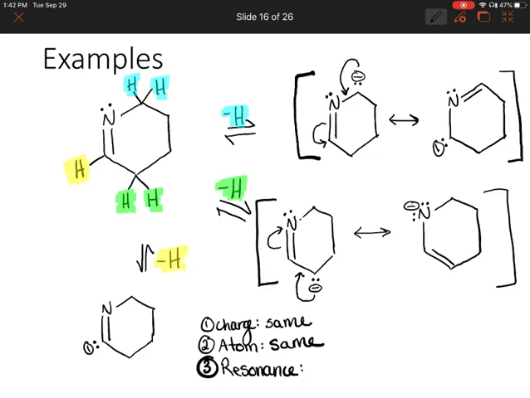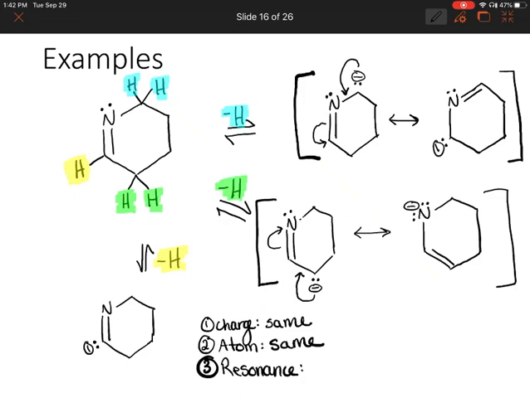Then what about our third conjugate base where we lost a hydrogen in yellow? Does that have any resonance? Nope. We have a lone pair next to a pi bond, but we need a sigma bond in between those two in order to have resonance. So there is no resonance on that third structure.